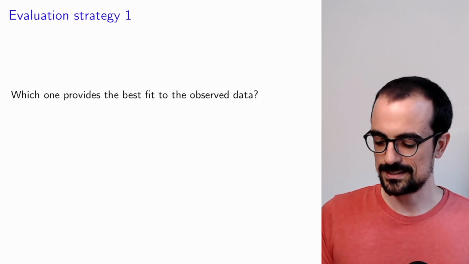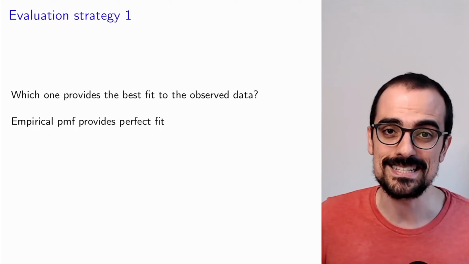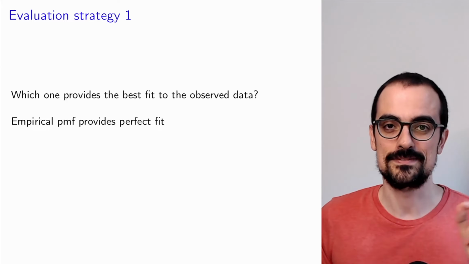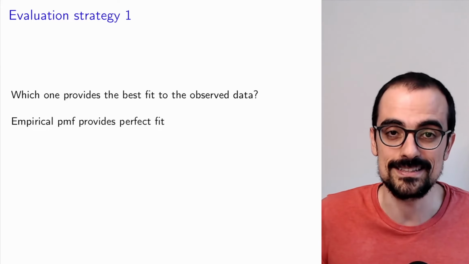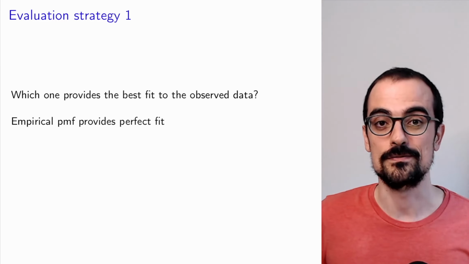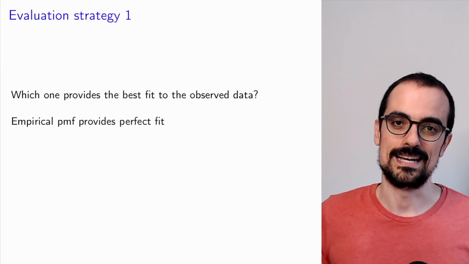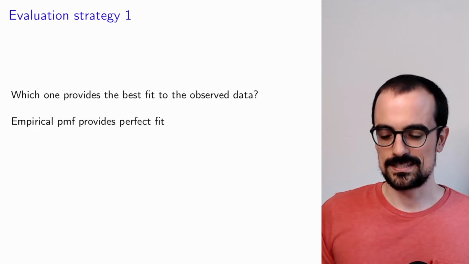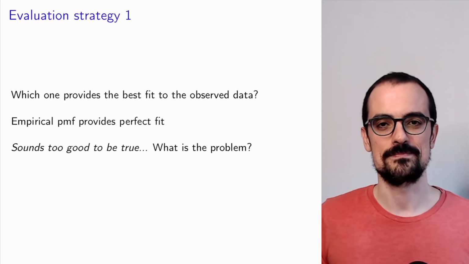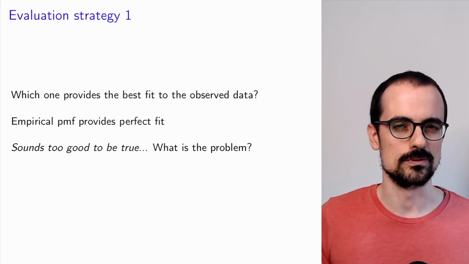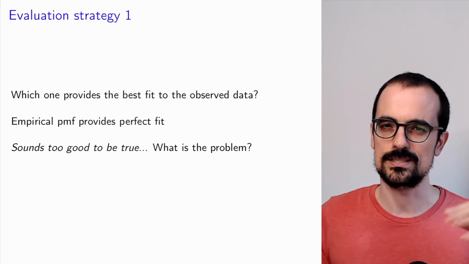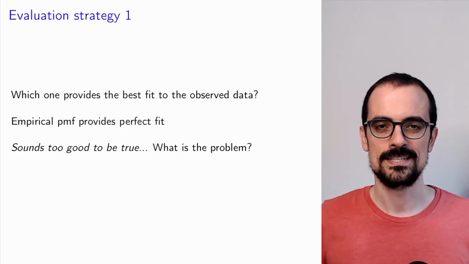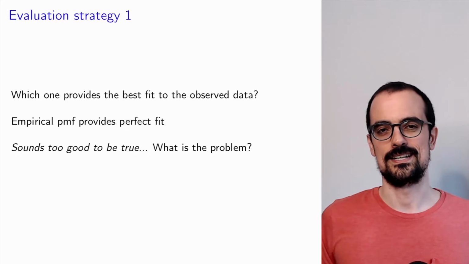So the answer is that the empirical PMF is amazing because it completely fits the data exactly, because we have defined it to be the empirical probabilities of each of the streaks. So its error is 0 if you want. Is this a good evaluation metric? It kind of sounds too good to be true to have an estimator that is equal to 0, and we see that it looks kind of noisy. So what is the problem with this evaluation?